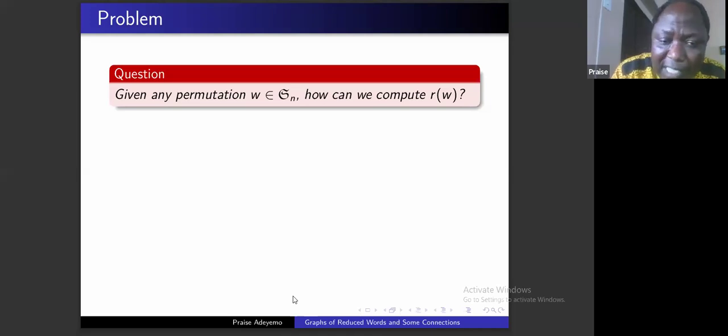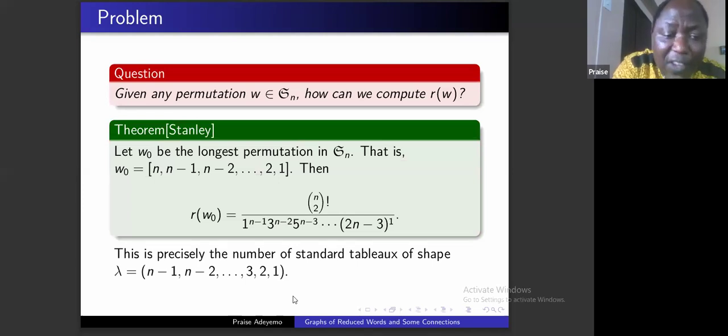But for certain permutations, like the longest permutation, I've talked about the length now. So let's look at the longest permutation in Sn. That would be n, n minus 1, n minus 2, up to 1. This is the longest permutation in Sn. So that is the notation. Stanley gave this formula for the number of reduced words. If we're in S4, that would be 4, 3, 2, 1. We have 16 of them. So this is the formula.